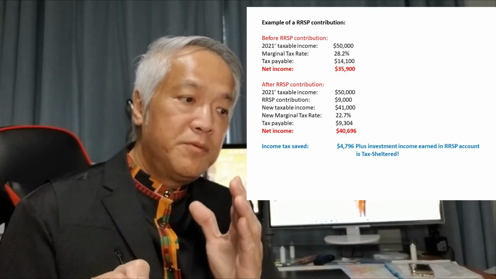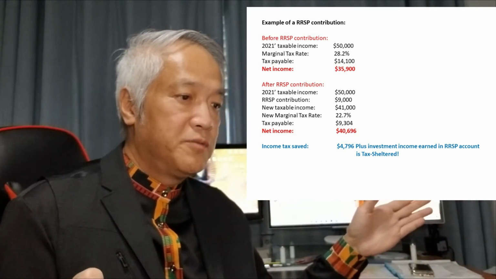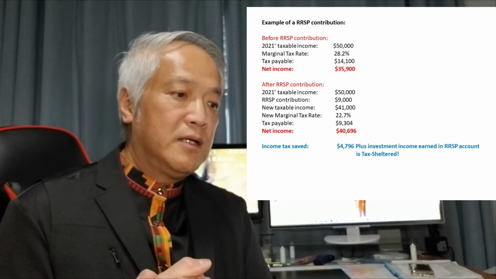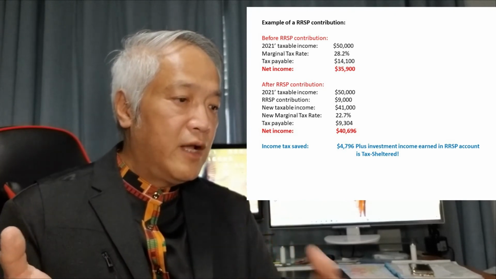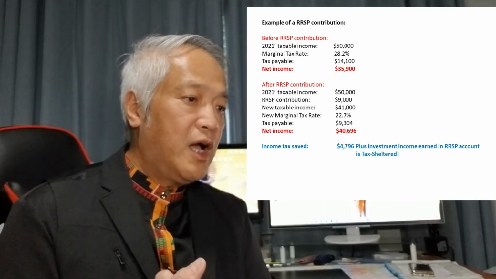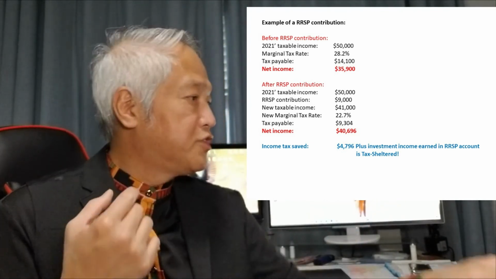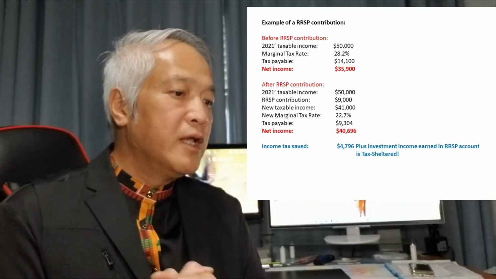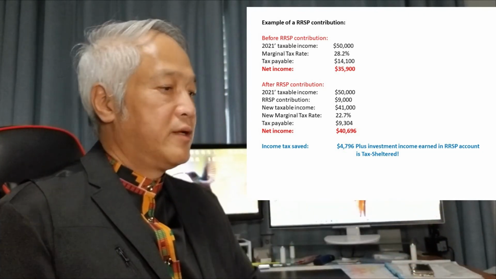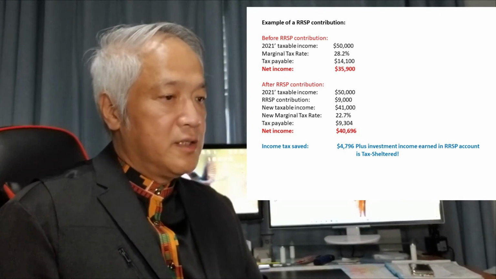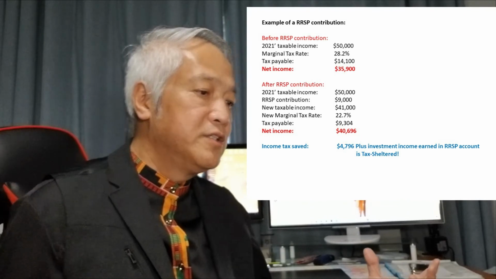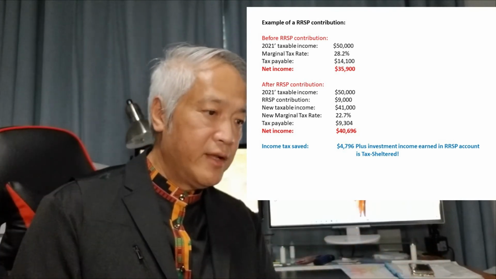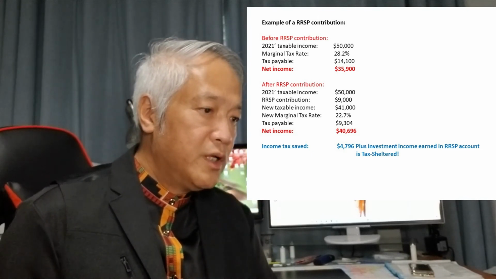If you make an RSP contribution of $9,000, then after the contribution your new taxable income will be reduced to $41,000, because the contribution is tax deductible, and that will lower your marginal tax rate. Because you are in a lower tax bracket, your new marginal tax rate is only 22.7% versus 28.2% before the contribution. So tax payable is $9,304. You save a lot of income tax, and you have more net income, $40,696, versus only $35,900. So you save that much money.